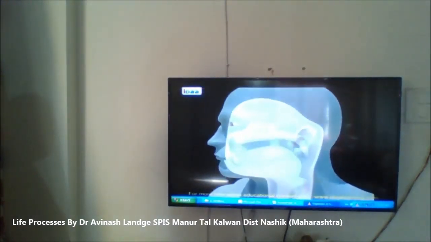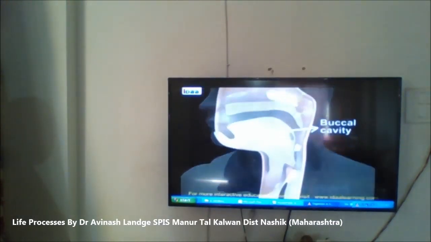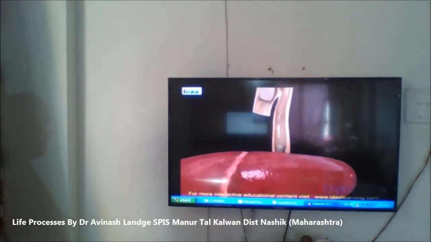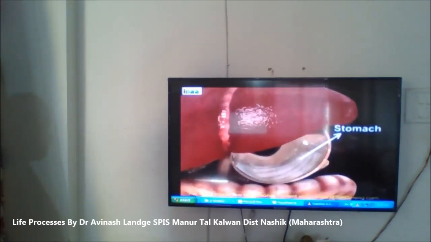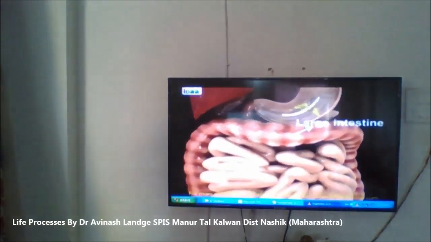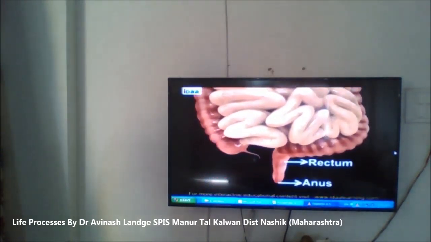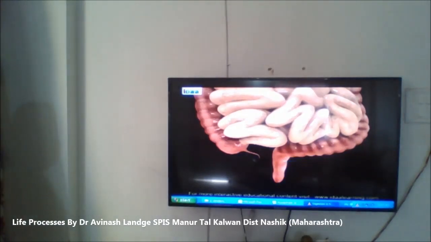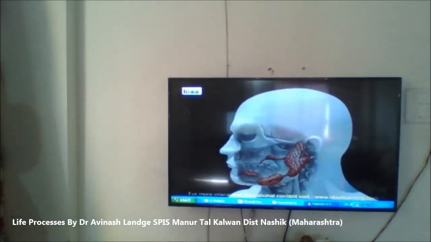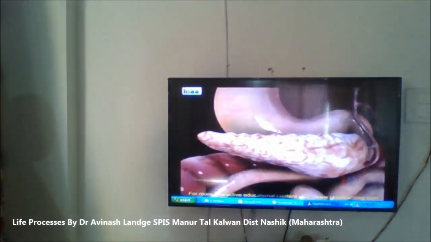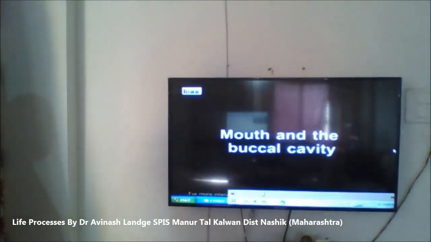The parts of the alimentary canal are the buccal cavity, esophagus, stomach, large intestine, small intestine, rectum, and anus. The food gets digested gradually as it passes through the various parts of the tract. Digestive juices secreted by the salivary glands, liver, and pancreas also aid digestion. Mouth and the buccal cavity.